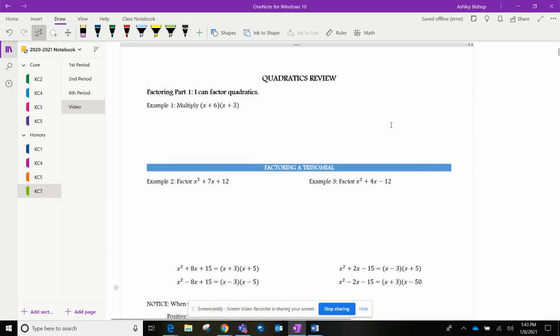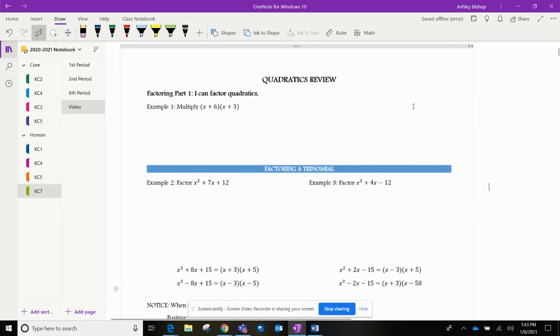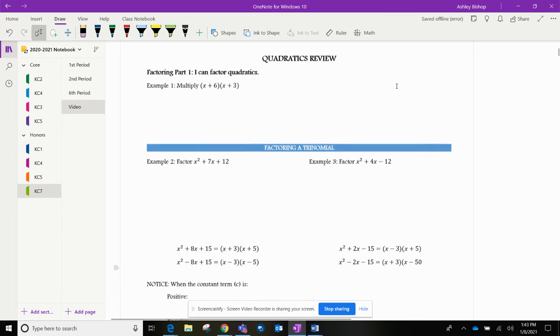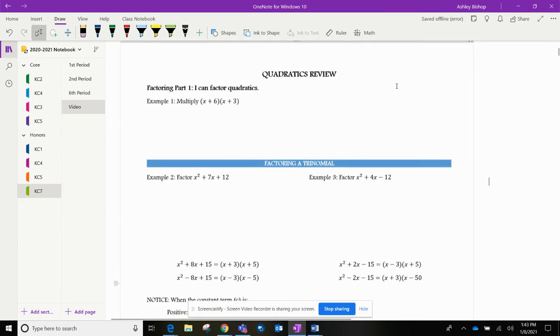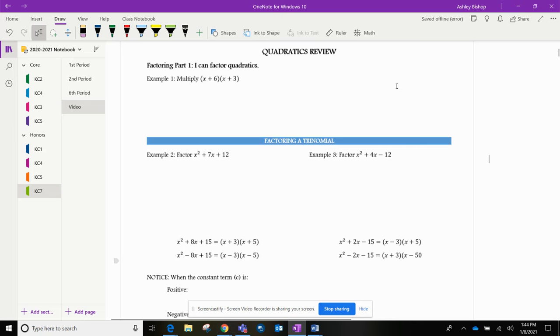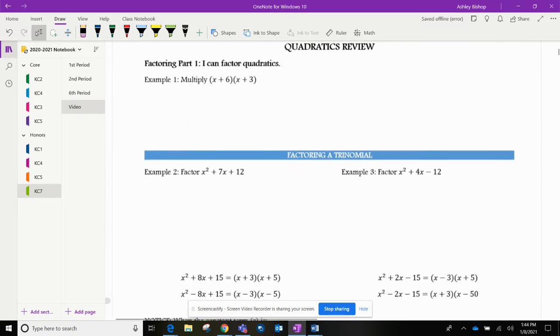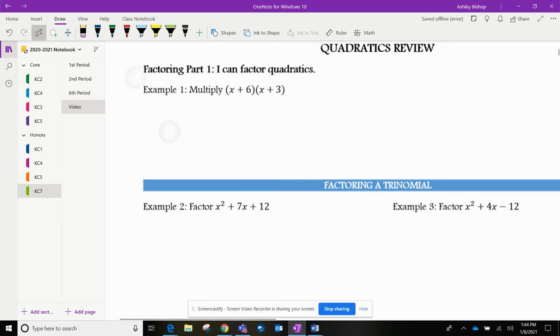But we are going to start with our new unit, and we're not really going to get into the content of our new unit yet because we need to do a little bit of reviewing from things that you should have already learned that are going to be important not only for this unit, but for next unit as well. And so we're going to start our review off with factoring. And before we even factor, we're going to just quickly review how to multiply two binomials together.